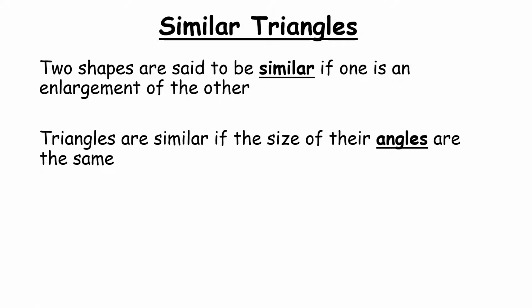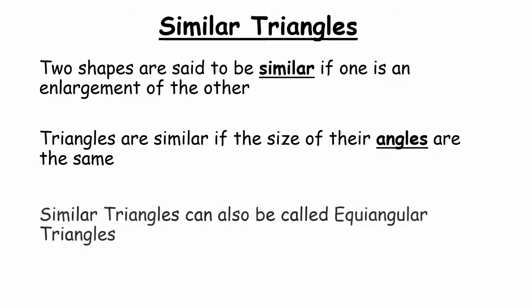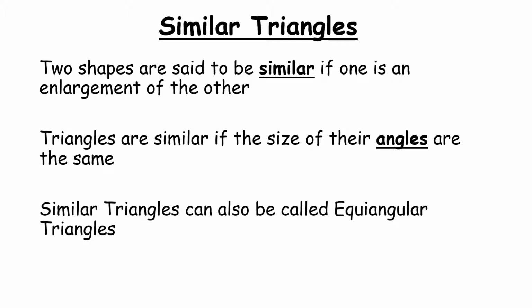Triangles are similar if the size of their angles are the same. So similar triangles can also be called equiangular triangles. Equiangular means equal angles. We don't use that as much, as it can be used to talk about a triangle that has all equal angles, but that's more likely to be called equilateral. But we can talk about two triangles being equiangular if the sizes of their angles are the same. That's how we recognize similar triangles. So similar triangles have the same shape because they have the same angles, but are not the same size. So one is a bigger or smaller version than the other.